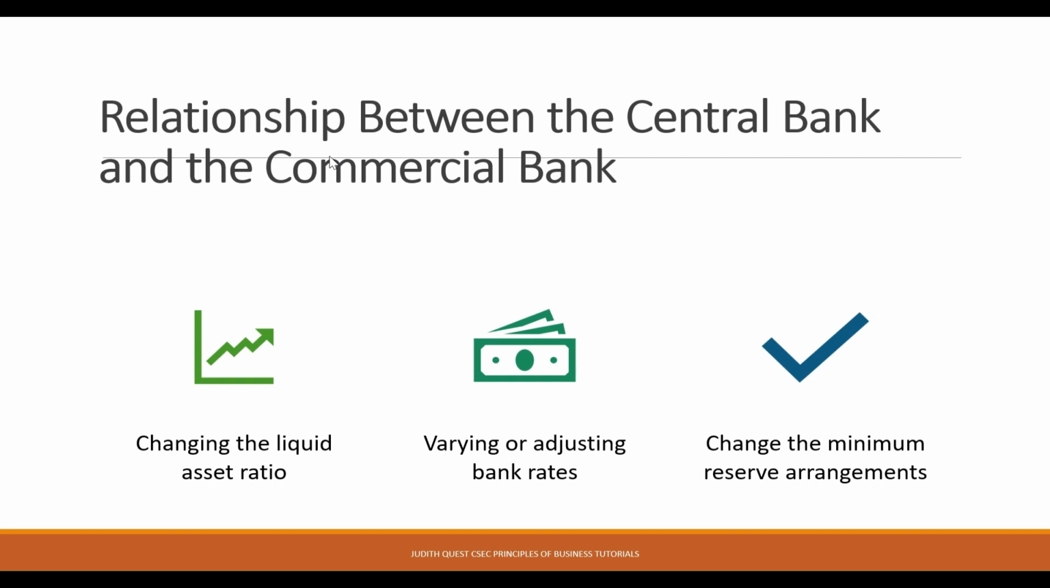So, this is the relationship between the central bank and the commercial banks. To summarize, the relationship between central bank and commercial bank is characterized by a combination of regulations. So we have some rules. You have to do this, you have to do that. We have cooperation. So the commercial banks agree to do this, to do that. And remember, the this and that we're talking about is changing the liquid asset ratio, varying or adjusting the bank rate, and changing the minimum reserve arrangement.